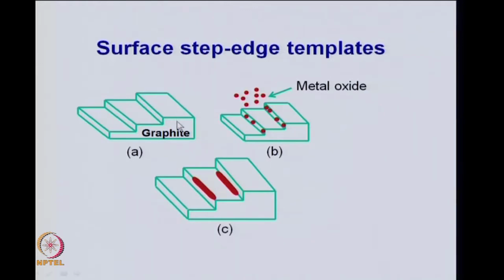You have a graphite surface which has got these kind of steps, and then your particles, whichever nanoparticles you want to make nanowires out of, you start depositing them. They start collecting at these edges, and when they start collecting or growing at these edges, you get these nanowires. So, that is what is called the surface step edge template. These edges on the surface are acting as templates, and you can get these nanowires.